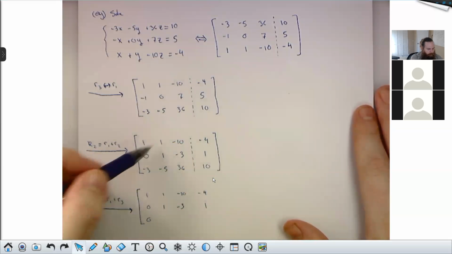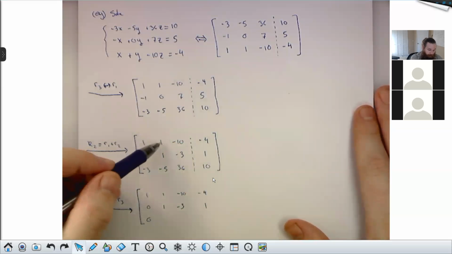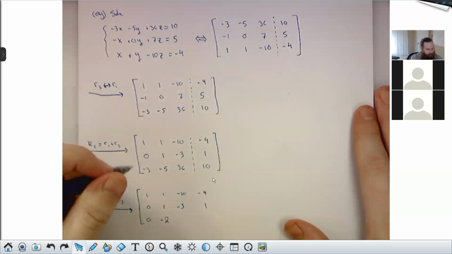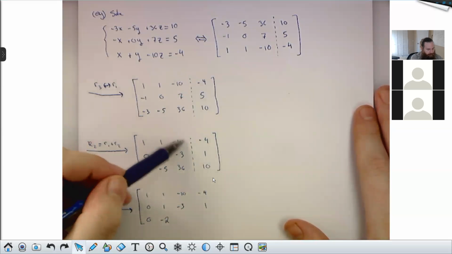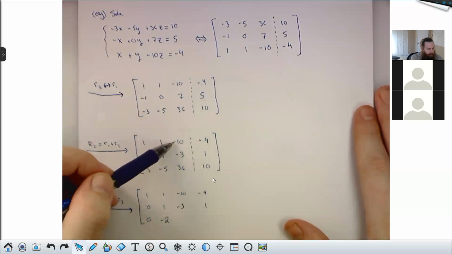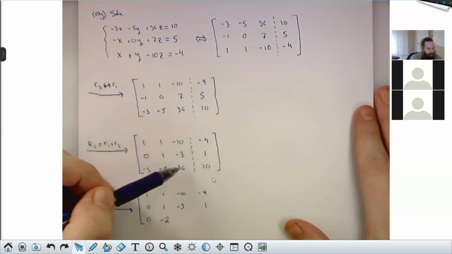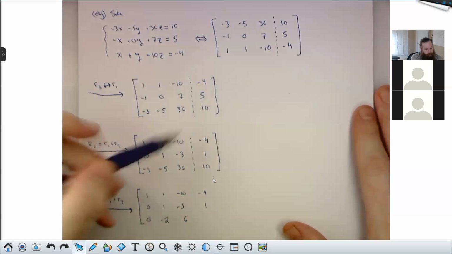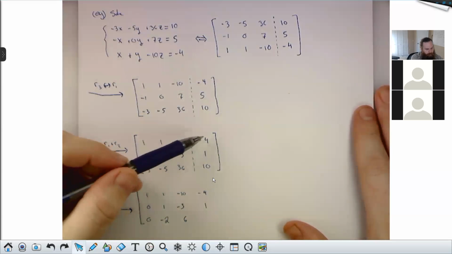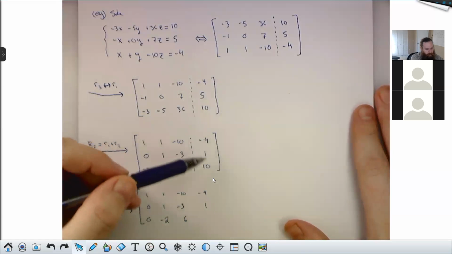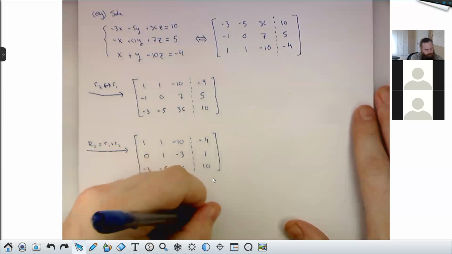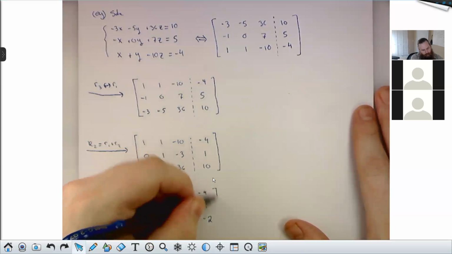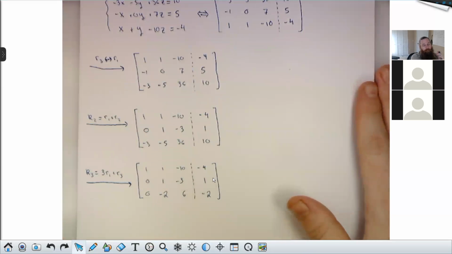3 times 1 is 3. 3 times 1 is 3. 3 plus -5 is -2. 3 times -10 is -30. -30 plus 36 is 6. 3 times -4 is -12. -12 plus 10 is -2. So that gets me here.